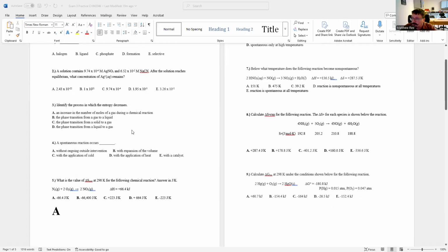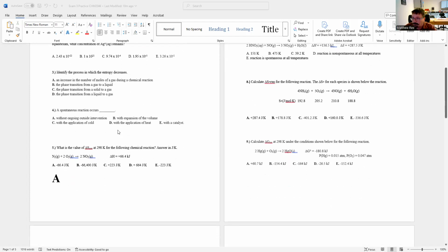Identify the process in which entropy decreases. So we want a negative delta S. An increase in the number of moles of gas would give us a positive entropy. A phase transition from a gas to a liquid would go from more disordered to less, so that would be negative. Solid to a gas would be positive, and a liquid to a gas would be positive. So the only possible answer here would be B, phase transition from a gas to a liquid.